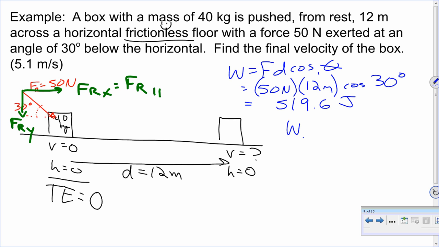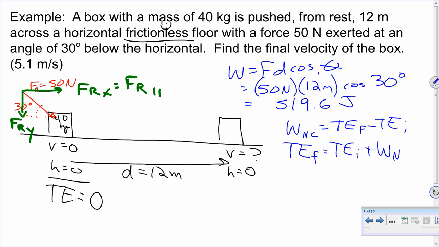All right, if this helps any, here's the equation I gave you a minute ago. I told you that the work done by non-conservative forces is TE final minus TE initial. We will very often use this idea. TE final is TE initial plus the work done by non-conservative forces. And so what Zach said is true. Because we're starting at 0, if you add 519, you're going to end at 519. Good?